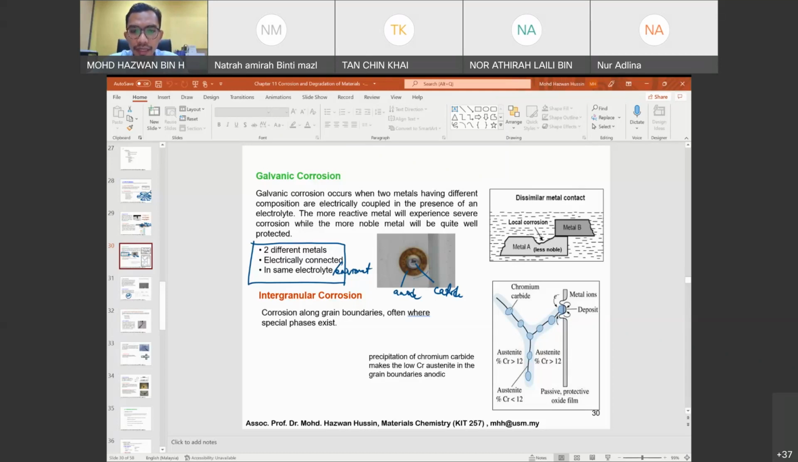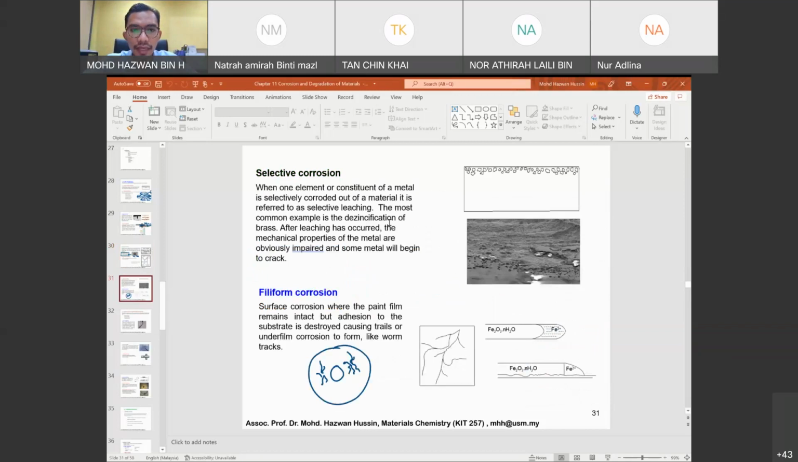Intergranular corrosion, meanwhile, is a corrosion that occurs along the grain boundaries. This often occurs in alloys, for example. When you have alloys that didn't mix together and are not homogenized, you will have different phases, and these phases are separated by a phase boundary. So the corrosion process can easily occur at the phase boundary, resulting in cracks and so on.